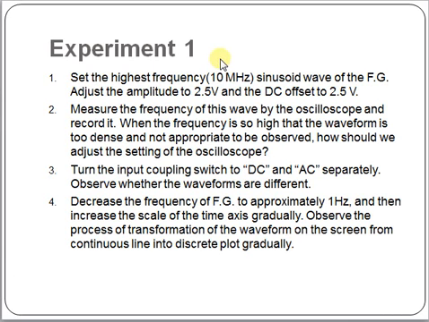Experiment 1. Operate the function generator and adjust it as requested. You have to know how to adjust the settings of the oscilloscope in order to show the waveform clearly. Change the coupling switch from DC to AC and observe the difference.